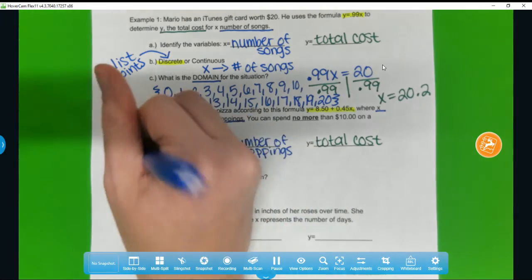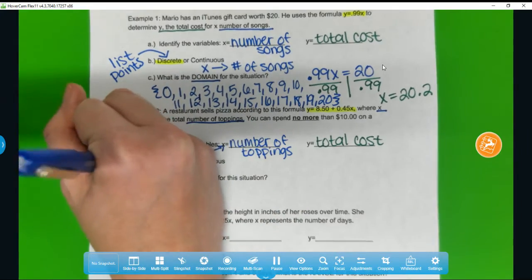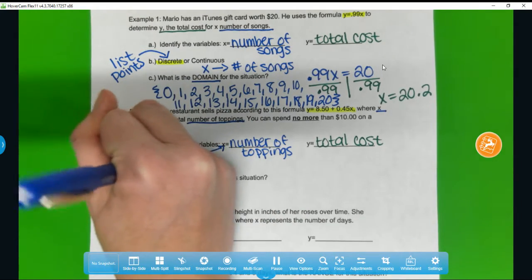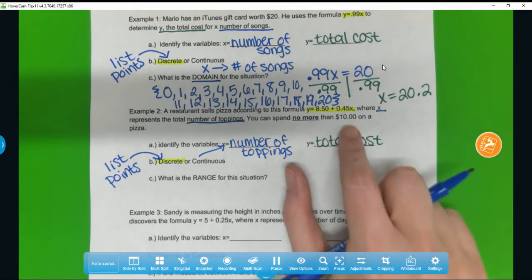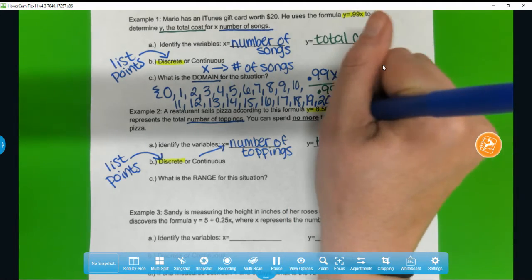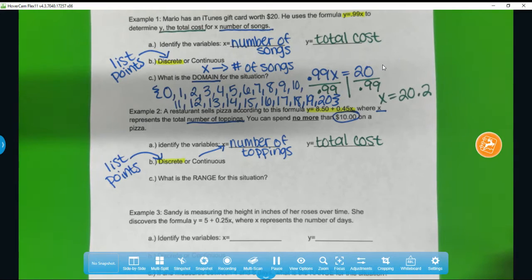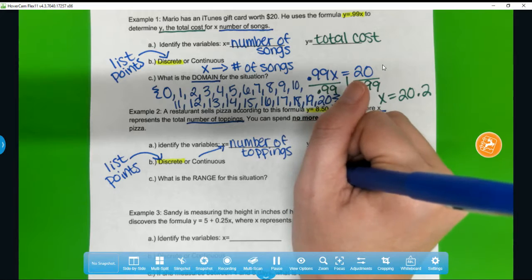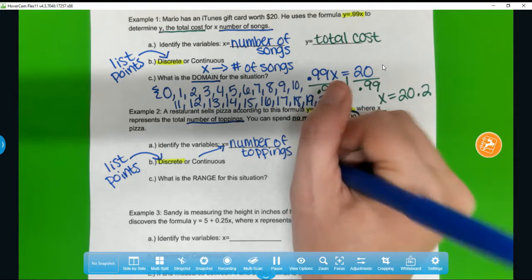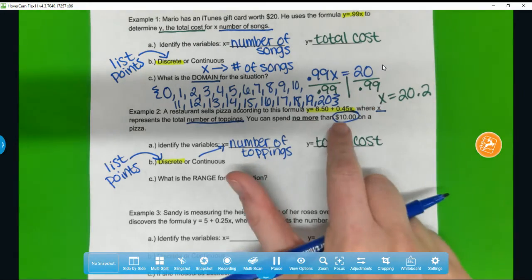So that means for the range, I'm going to list points just like I did earlier. Okay, so what we would need to do is figure out the biggest number of toppings we can, or the most money we can spend. Because this is our maximum limit, we can't spend more than $10. So what I would do is plug in numbers for x until we get close to 10.